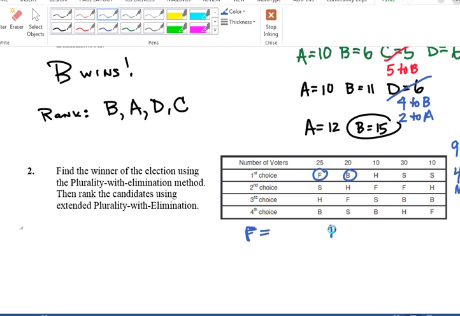And a candidate B, a candidate H, and a candidate S. Okay. So F has 25. B has 20, H has 10, and S has 40.